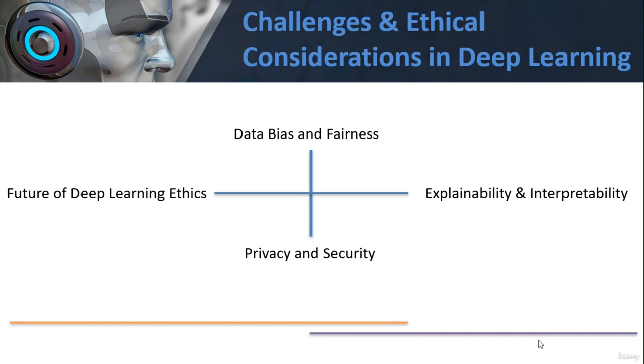Future of deep learning ethics. We pondered the ethical implication of deep learning and its future direction. We discussed the responsibilities of researchers, practitioners, and policymakers in addressing bias, transparency, and accountability in deep learning application. We explored the need of interdisciplinary collaboration and the potential impact of regulation on deep learning ethics.